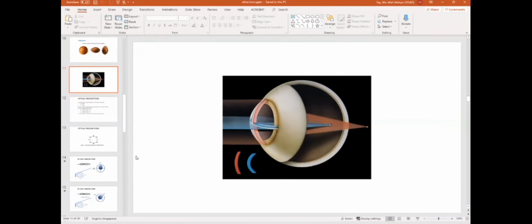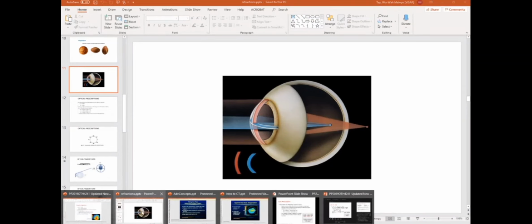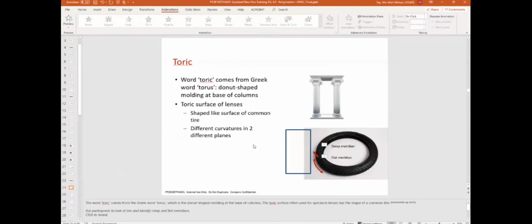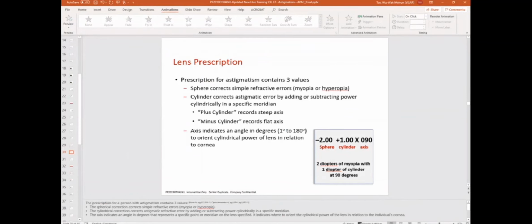So one of the ways to correct or represent astigmatism is using spherocylindrical lenses. When we look at spherocylindrical lenses, you're using two different types of lenses to provide the correction on two axes.